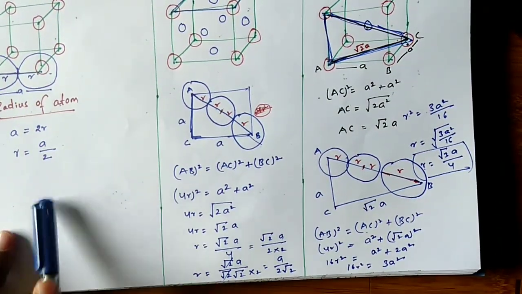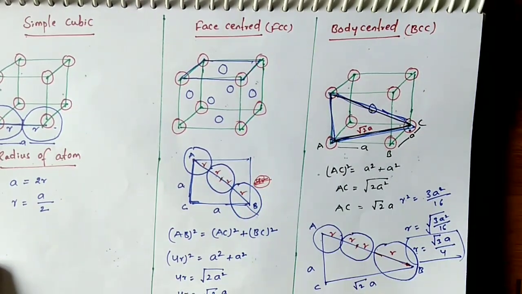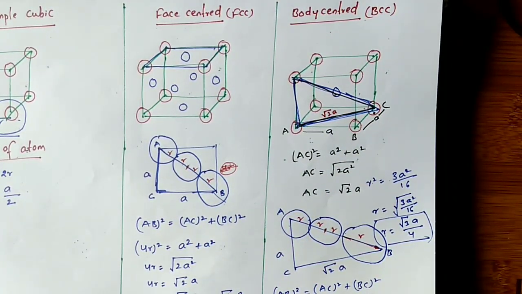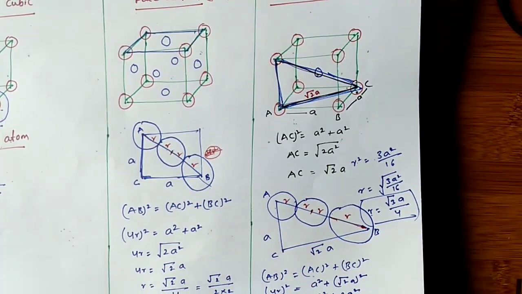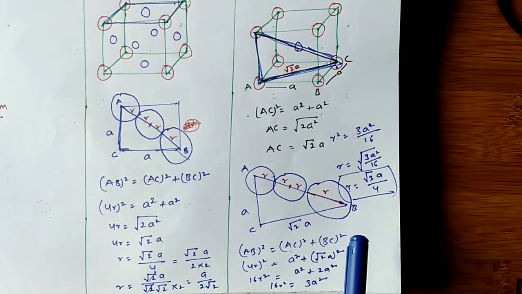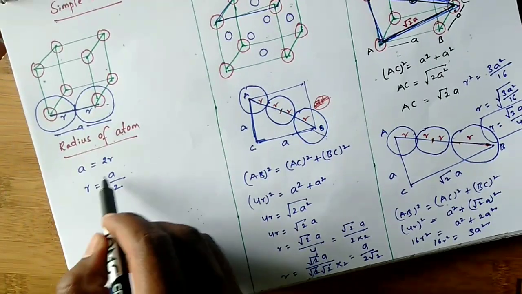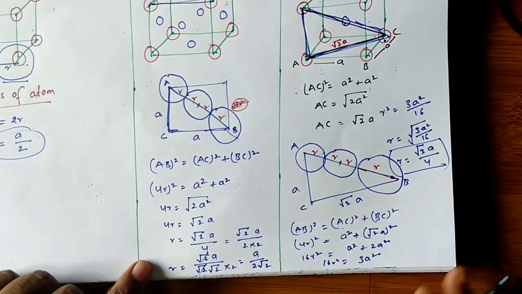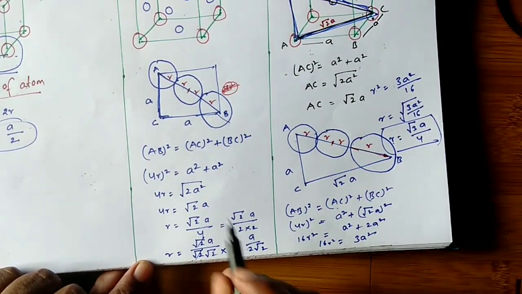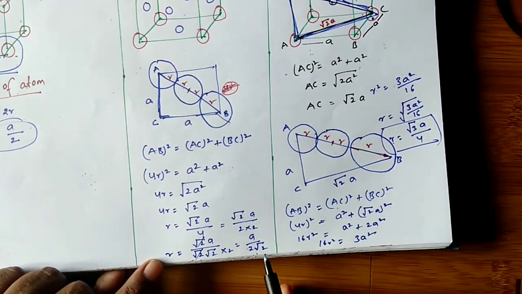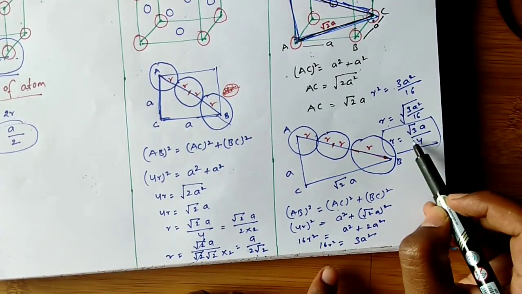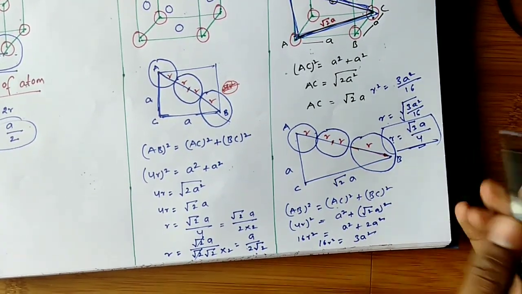It is very easy to find in simple cubic, and of course in face centered also is very easy. In body centered we must put a little effort here. So finally, what is the formula for radius? This is the formula for radius in simple cubic and the relation between edge length and radius. Here in face centered, r equal to a by 2 root 2. In body centered, r equal to root 3a by 4.